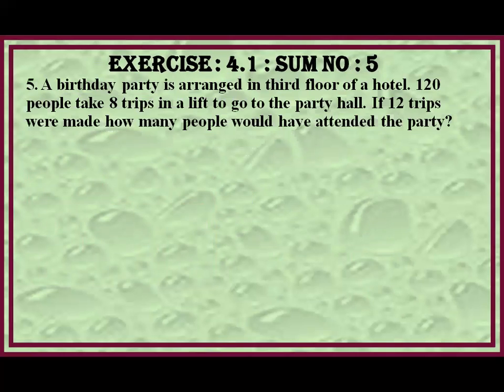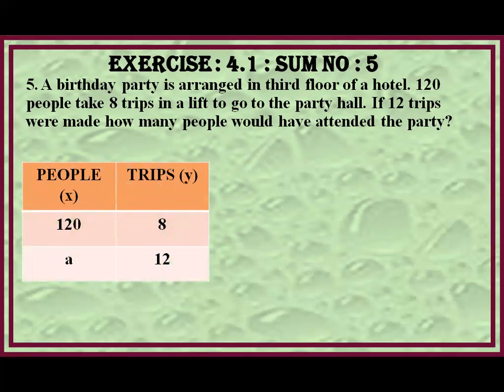A birthday party is arranged on the third floor of a hotel. 120 people take 8 trips in a lift to go to the party hall. If 12 trips were made, how many people would have attended the party? So the number of people and the trips the lift takes is a comparison. 120 people are going in 8 trips. If there are 12 trips, how many people will go? Surely it's going to be more people.